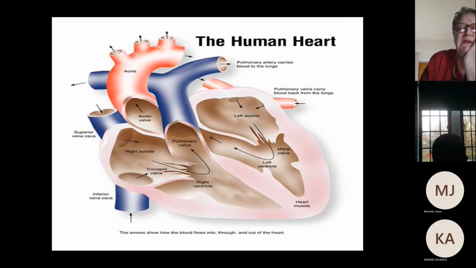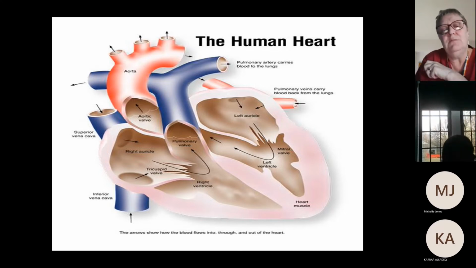The heart is in four chambers with a dividing corridor between the two sides, and they have to beat together in rhythm. If it starts to beat abnormally, all these valves that stop blood from backflowing or from filling up just become dysfunctional. So it's really important that the electrical activity is working correctly. Next slide, please.